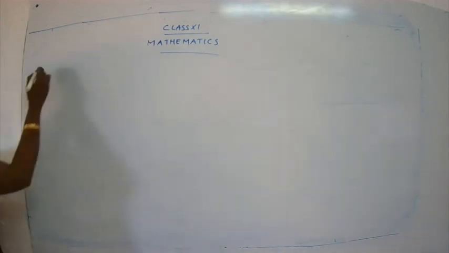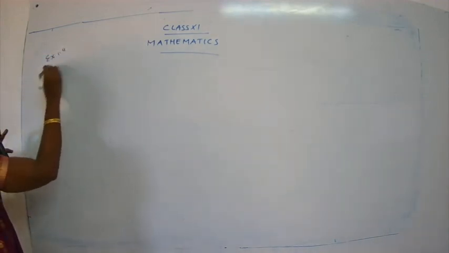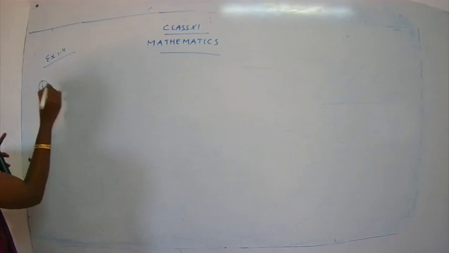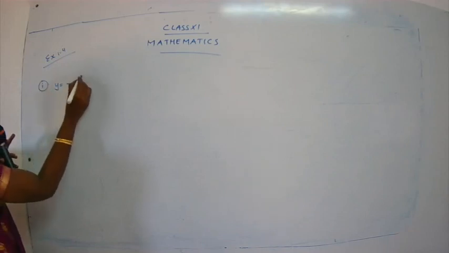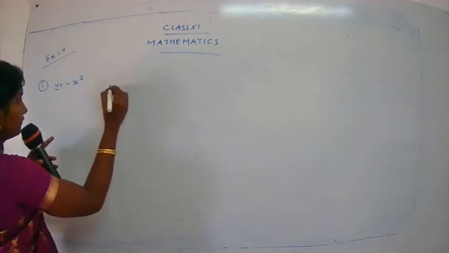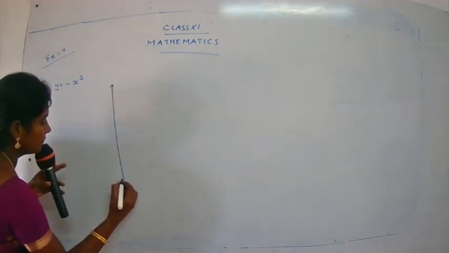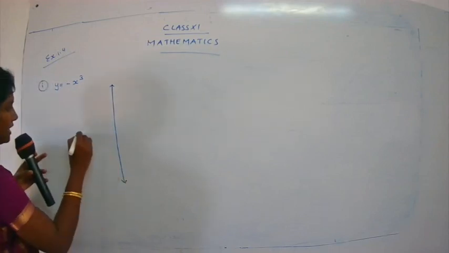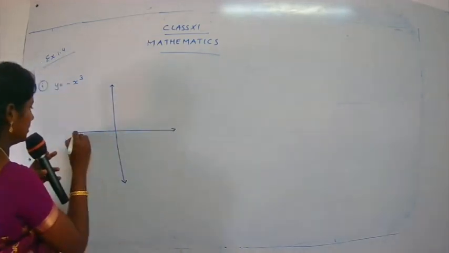Now, for exercise 1.4, the first one, we are going to follow y is equal to minus x cube. You have to draw the graph. Every time we have to draw a curve. They have given a curve here, yes? So every time we have to draw a curve.